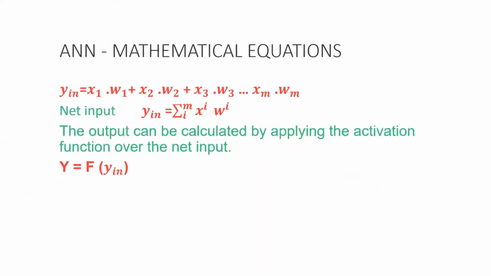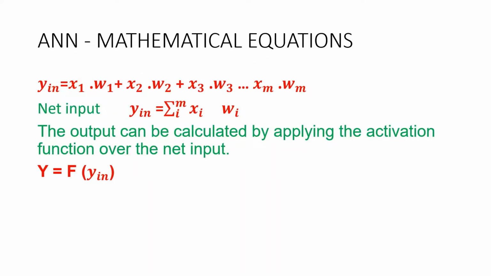The net input can be calculated as y in is equal to x1 into w1 plus x2 into w2 plus x3 into w3 plus etc. xm wm. That is, the net input y in is sigma i to m xi wi. The final output can be calculated by applying the activation function over the input, that is y is equal to function of y in.